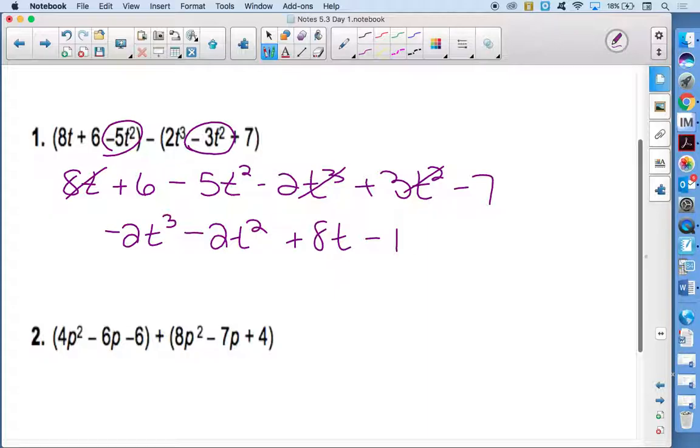I don't like when t is... You don't like having the t in there? Yeah, because it looks like an addition sign.